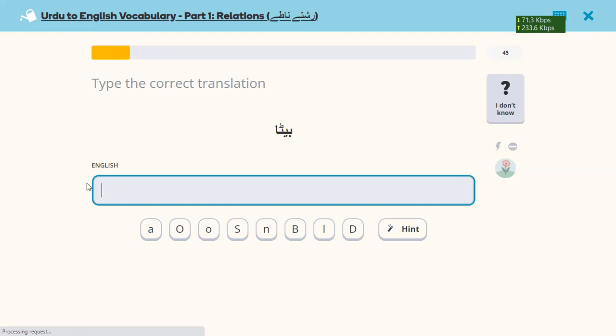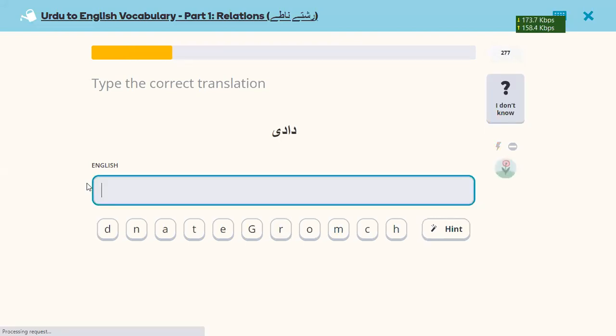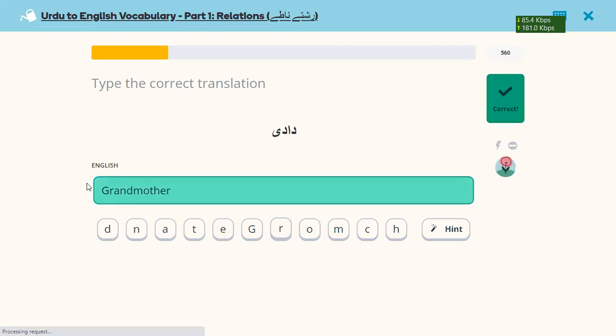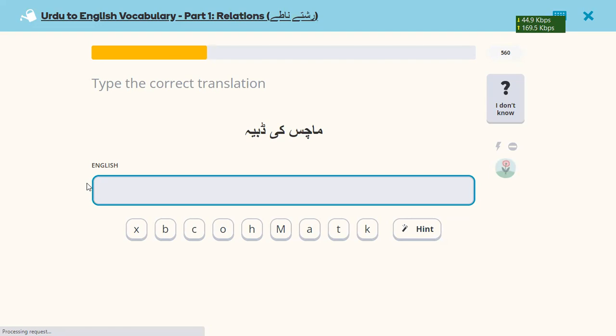What is the first letter? Spelling. S-O-N. Next. Spelling. Grandmother. G-R-A-N. Yes, and then? Spelling. Son. S-O-N. Spelling. Matchstick.